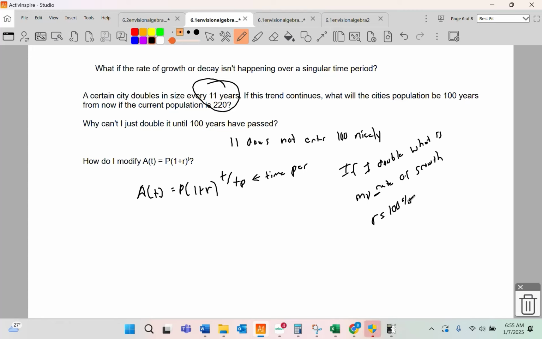Now, I weigh about 215 right now. If I doubled my weight, I would add 100% of what I am. I wouldn't add 200% of what I am. And 100% as a decimal is 1. So you're going to see the number you want for doubling to show up. So the amount after time is the principal, which is 220, times 1 plus that 1 to some time over the time period it takes to double, which is 11 years.